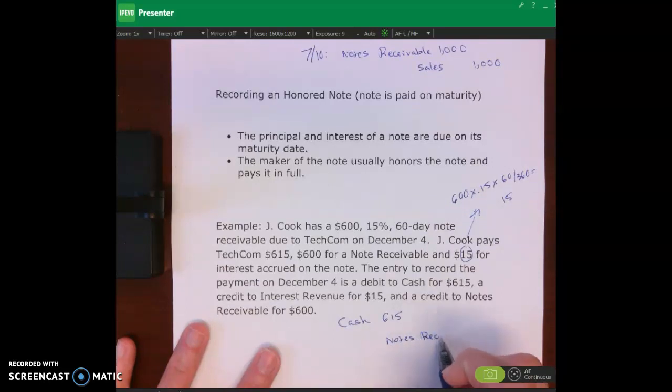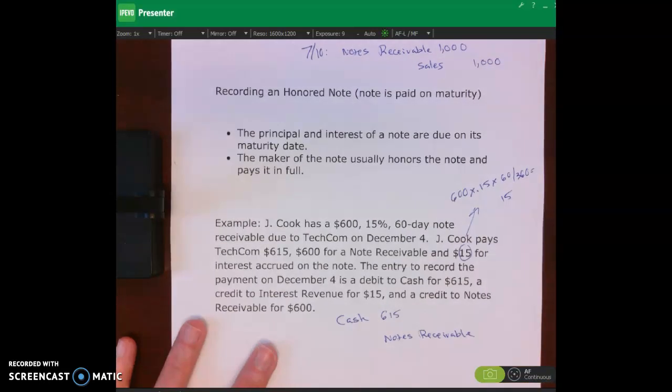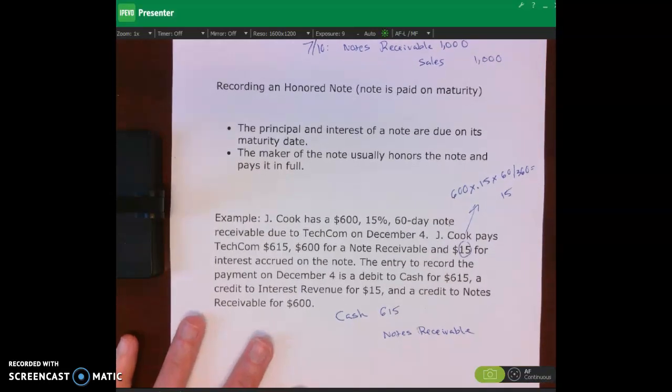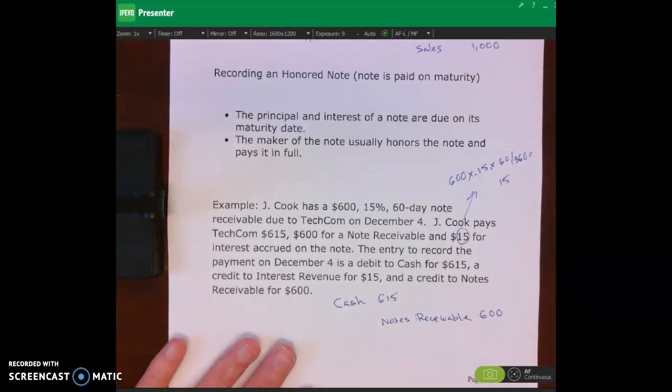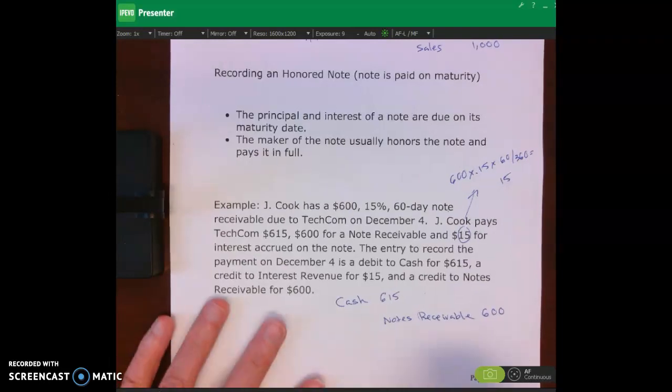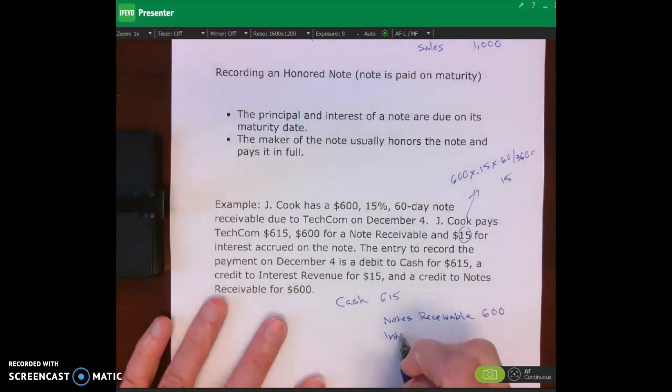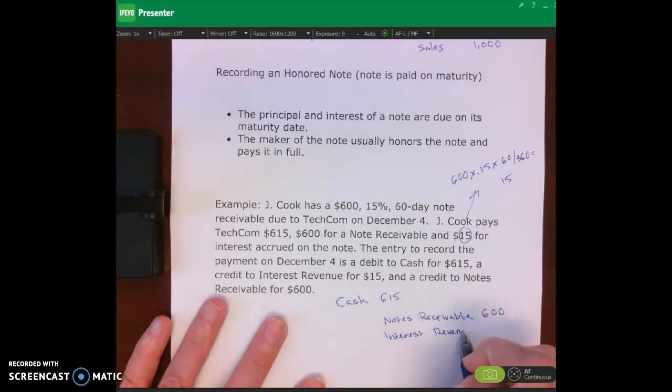Just like when a customer pays us for an accounts receivable, we debit cash and credit accounts receivable. In this case, we're going to credit notes receivable, and that's for the principal, $600. Now, you know that debits have to equal credits, and so I'm missing a credit here. And what do you think that credit goes to? Think about it. If you thought to yourself, interest revenue, you're right. Kudos to you. Interest revenue for $15.